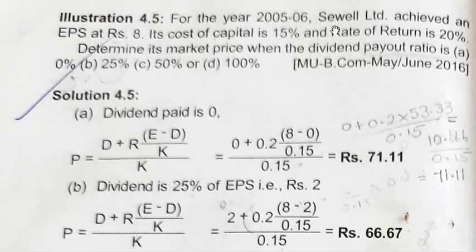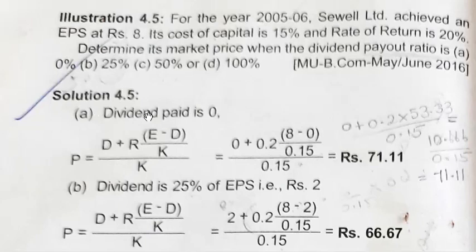From the year 2005-6, Swell Limited achieved an EPS of rupees 8. Its cost of capital is 15% and rate of return is 20%. Determine its market price when the dividend payout ratio is 0%, 25%, 50% and 100%.